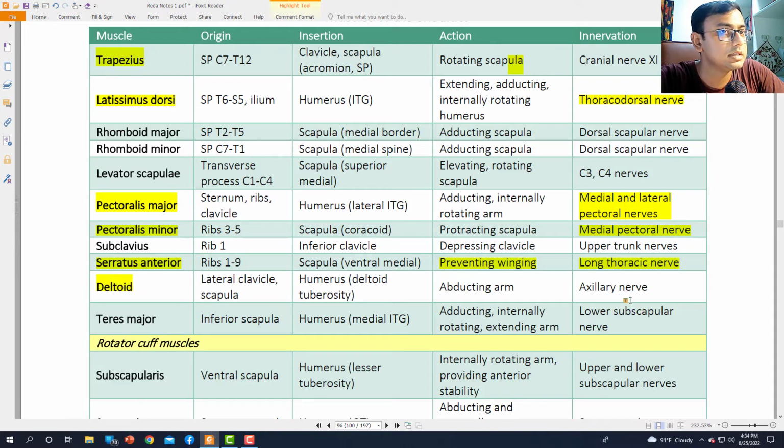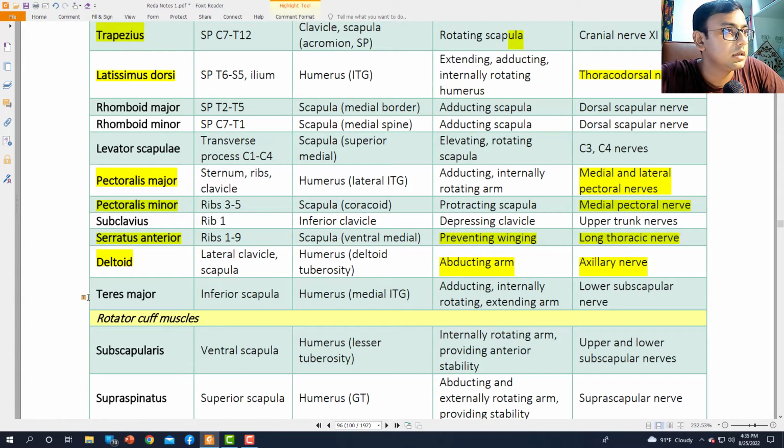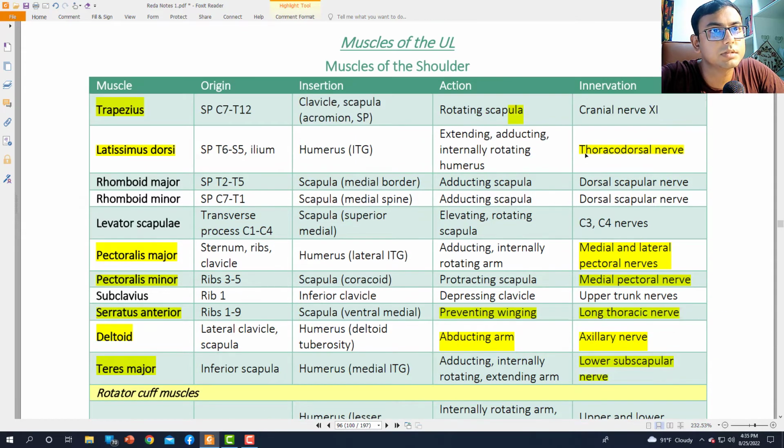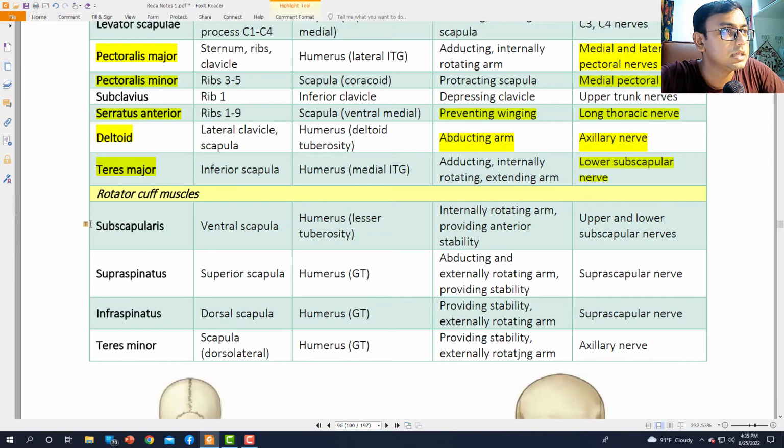Now the deltoid is supplied by the axillary nerve. It's very important. It is responsible for abduction of the arm above 90 degrees. Up to 90 degrees, that is supraspinatus. Above 90 degrees, that is deltoid, or extensive upward movement of the shoulder, which is done by serratus anterior. Now the teres major is supplied by the lower subscapular nerve. The middle subscapular is the thoracodorsal nerve. This is the rotator cuff, one of the important three-star topics.